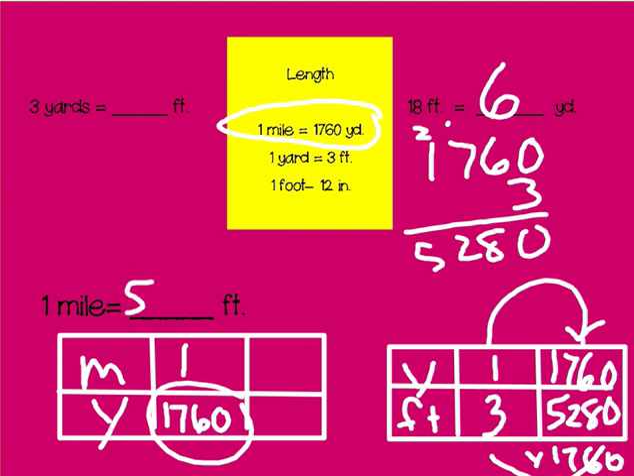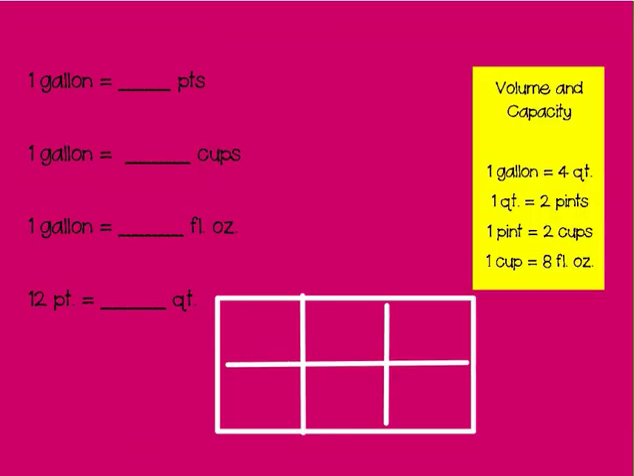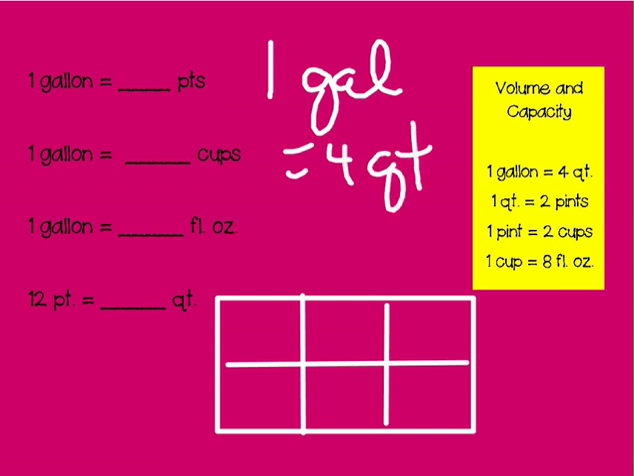So 1 mile is equal to 5,280 feet. There is one other way to do that we will learn later. There are 2 steps in this conversion also. We know that 1 gallon equals 4 quarts. Our conversion chart does not tell us how many pints there are in a gallon. So we will start with quarts and pints in this.